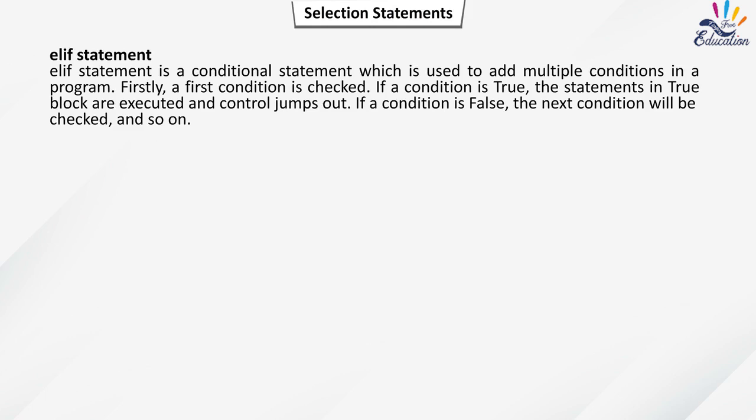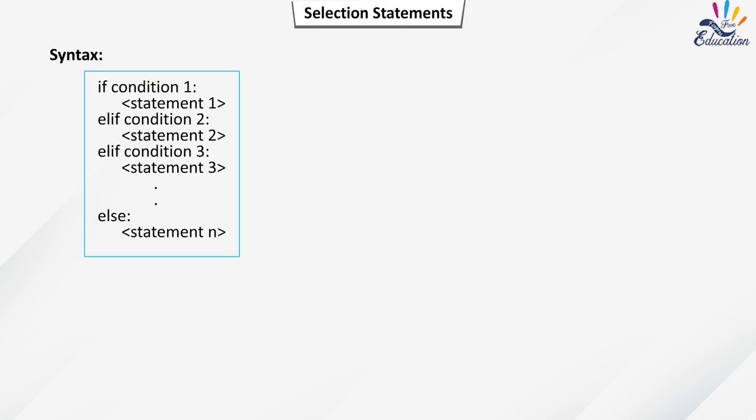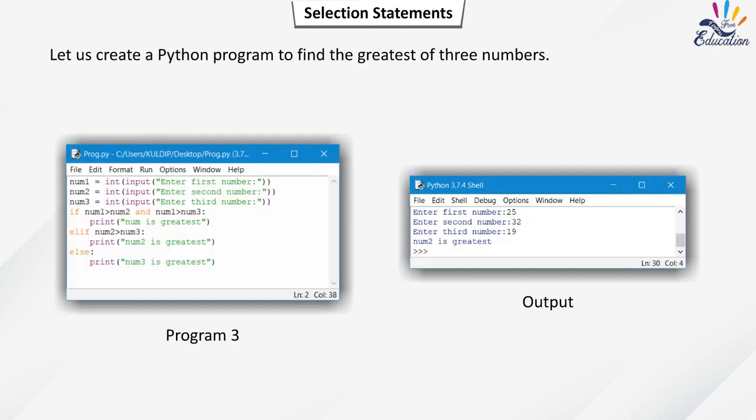Elif statement. Elif statement is a conditional statement which is used to add multiple conditions in a program. Firstly, a first condition is checked. If a condition is true, the statements in true block are executed and control jumps out. If a condition is false, the next condition will be checked and so on. Syntax: if condition 1, statement 1, elif condition 2, statement 2, elif condition 3, statement 3, else statement n. Let us create a Python program to find the greatest of 3 numbers.